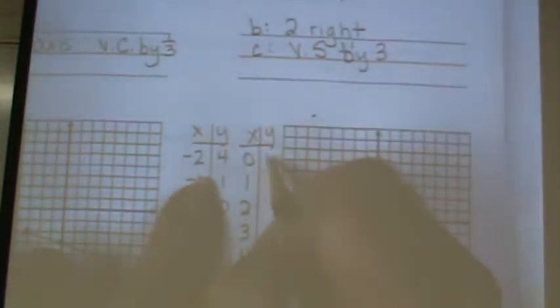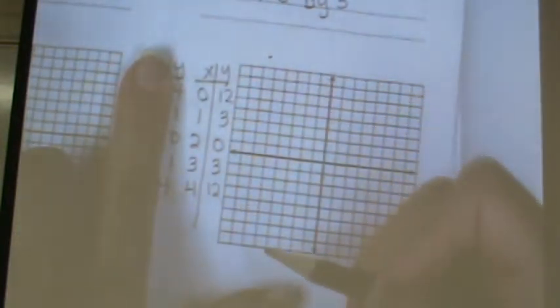Now see this number, this 3 outside? This changes your y value. You are going to multiply all of your y values by 3. So 3 times the y value. So if we multiply these y values by 3, we get a 12, we get a 3, we get a 0, we get a 3, and we get a 12. So now all we have to do is graph these 5 points, and we're good.